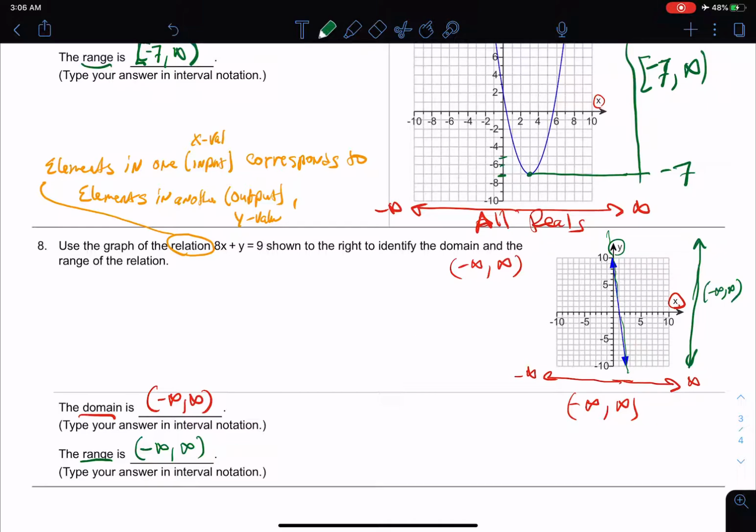Let's go to the next page, the next and last page. Awesome.